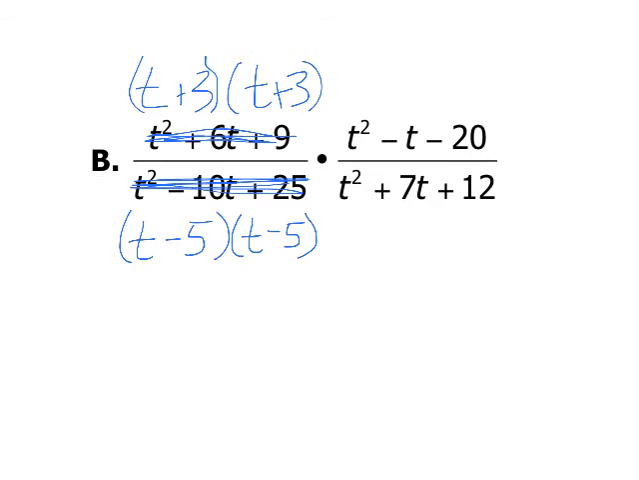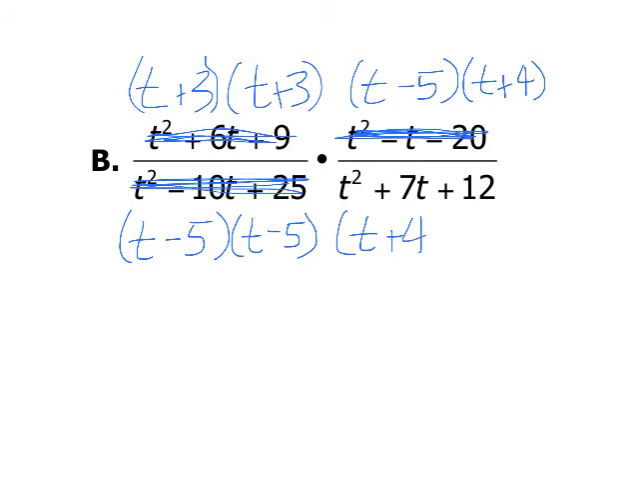Okay, top right, what multiplies to negative 20 and adds to negative 1? Negative 5 and positive 4, so T minus 5 and T plus 4. Almost missed my T there, not x. So we're just doing our shortcut 4 times. And then bottom right, what multiplies to 12 and adds to 7? 4 and 3. So T plus 4 and T plus 3. See, it wasn't that bad.